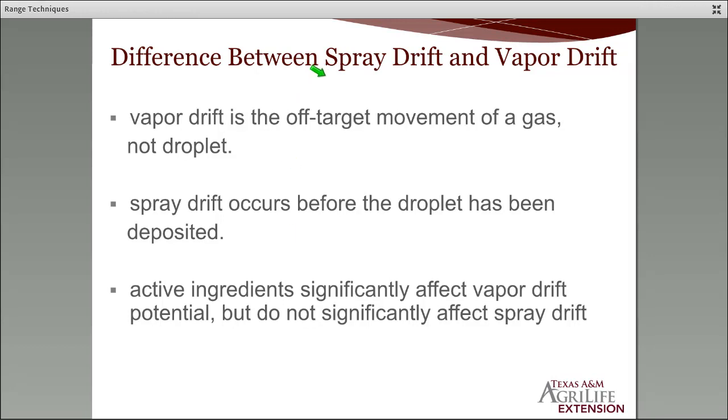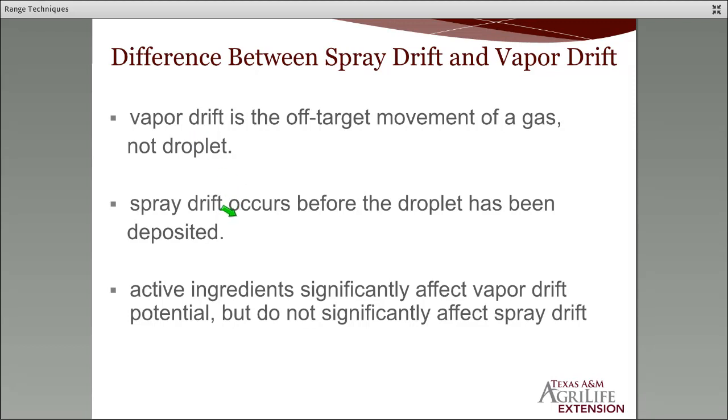Drift is drift, but however, there's a few various types of drift. We have vapor drift, the off-target movement of a gas, not a droplet. Lots of our old ester types of formulations of herbicides are very prone to vapor drift. Remedy, for example, is an ester type herbicide.